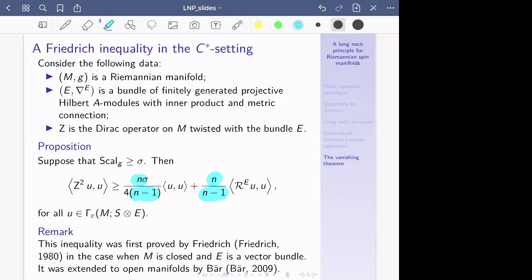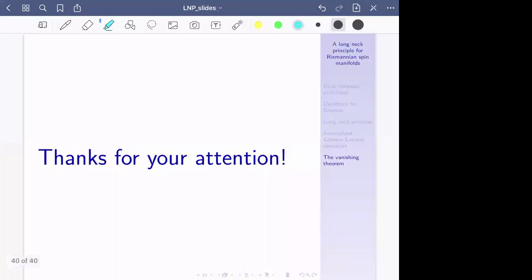This Friedrich inequality was proved by Friedrich, of course, for vector bundles and closed manifolds. Then it was extended to open manifolds by Christian Bär. And what I did here was to extend the result of Christian Bär to the case when E is a bundle whose fibers are finitely generated projective modules over a C*-algebra. This is it, and this is all I wanted to say. So thank you very much for your attention.